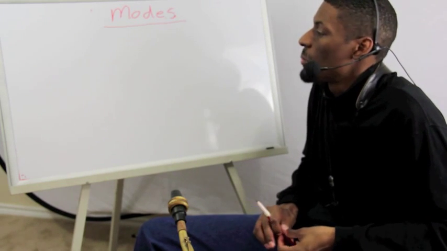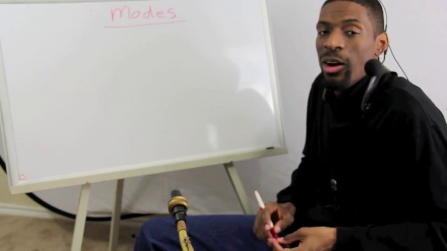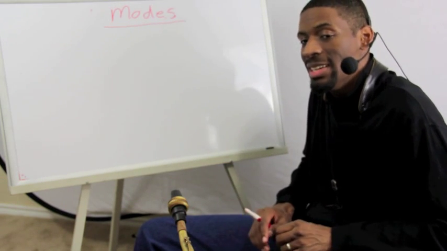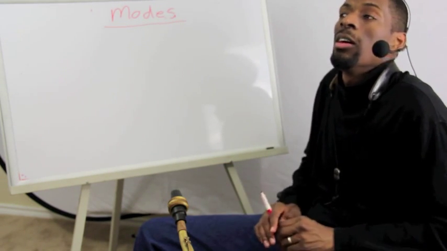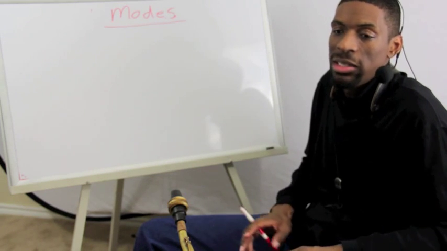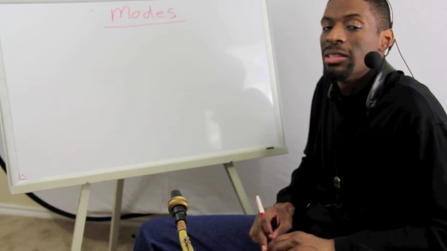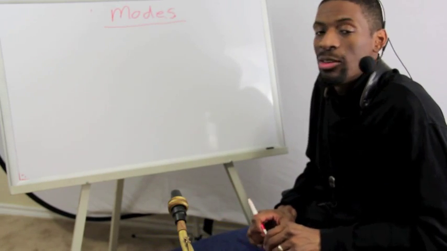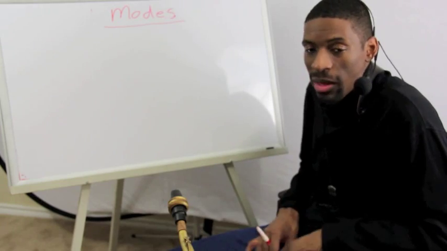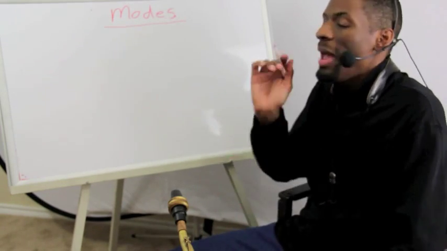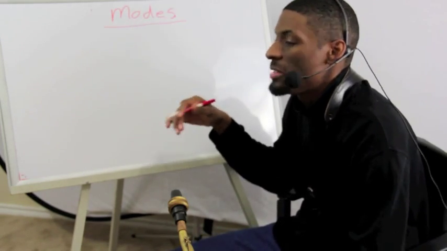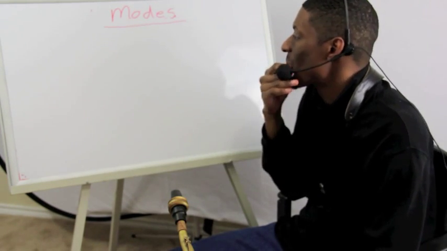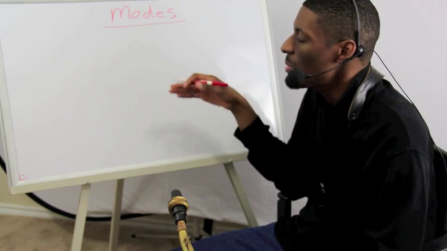You got the first mode, which is Ionian, which is major. Second is Dorian minor. Third is Phrygian. Fourth is the Lydian mode. Fifth is the Mixolydian. Sixth is the Aeolian. Seventh is the Locrian. That sounds like a lot of crazy stuff, but you ain't got to worry about that. The main thing that I want you to understand is basically major, minor, and what those mean and what they look like in terms of the scales.